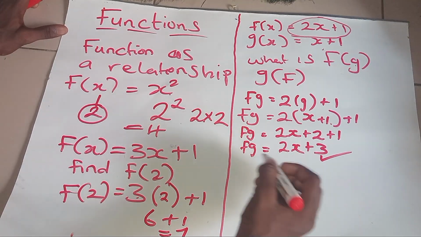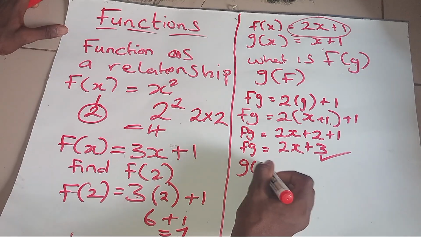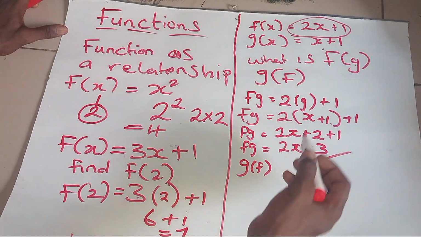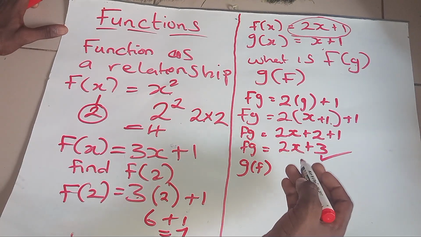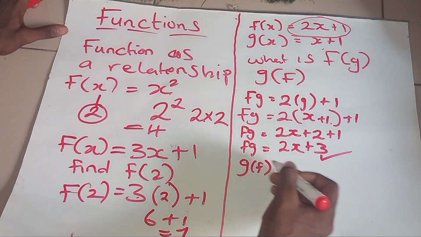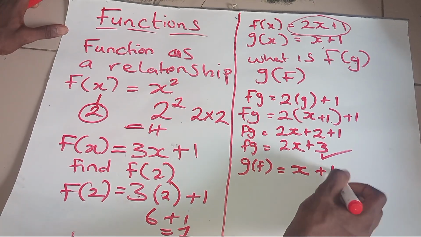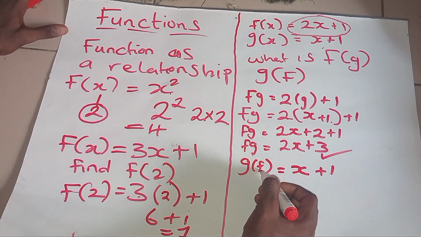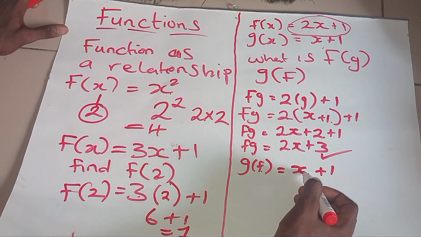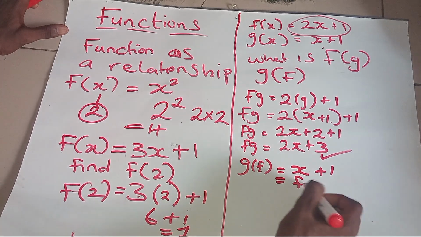Now let's talk about g of f. Like I said, this is called functions of function. You understand? So when I'm looking for g of f, I'll just pick out my g, which is x plus 1. Since what I'm using here is to replace this particular x with f, I'm going to be having f plus 1.